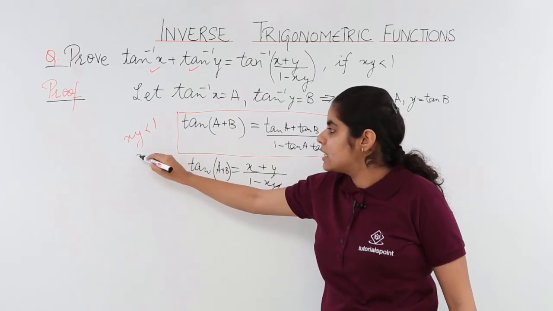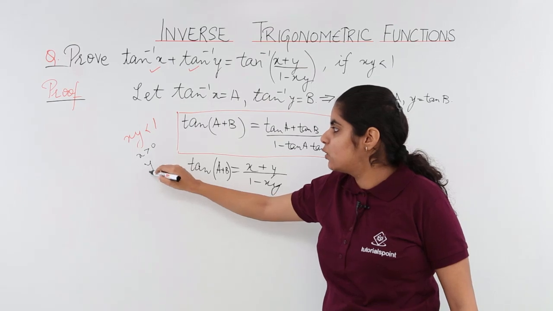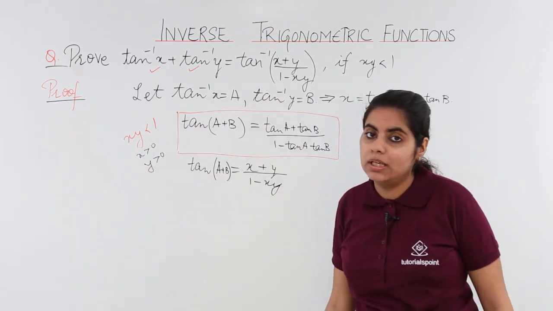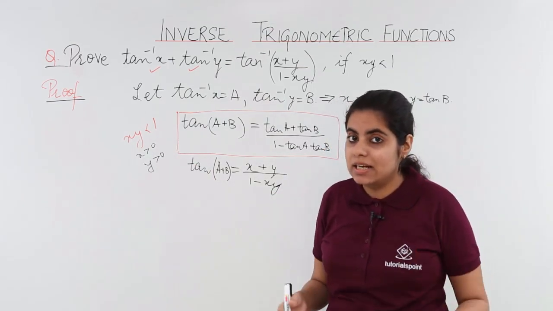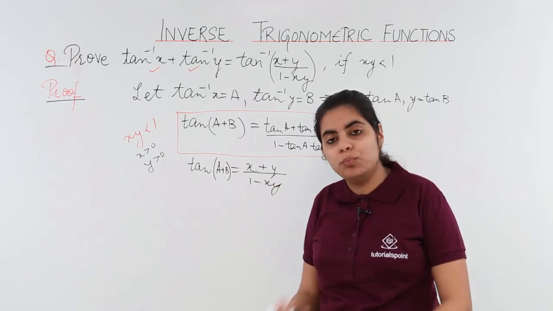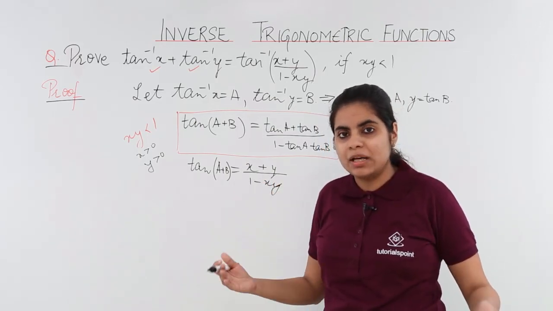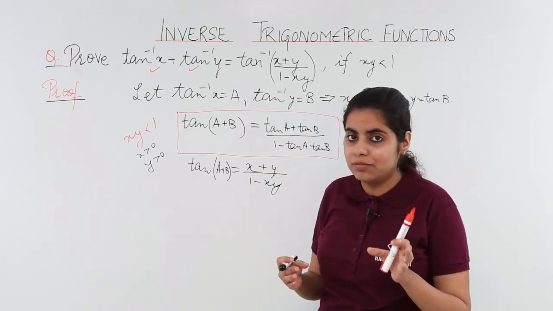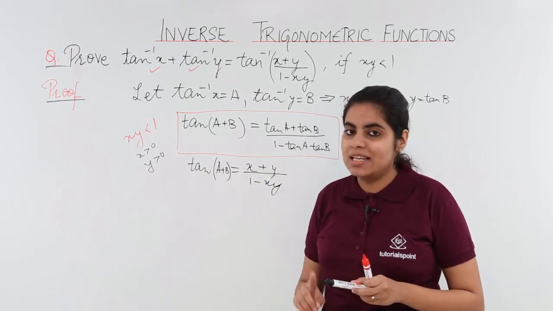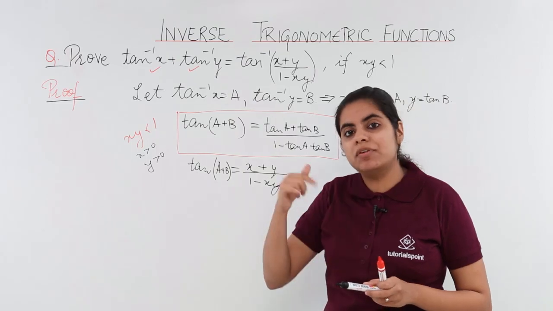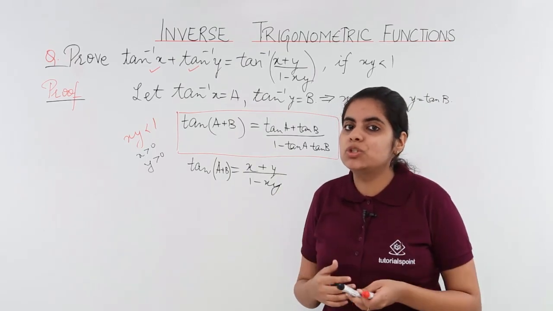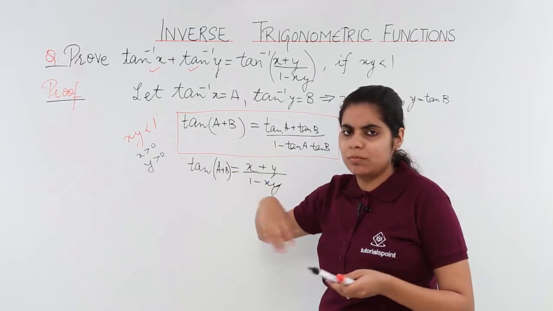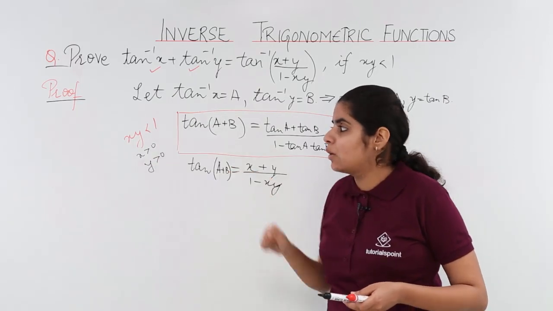In the first case, I can take x greater than 0 and y greater than 0. Case 1: x greater than 0, y greater than 0, both greater than 0. That means neither is negative, but they are less than 1, meaning they are fractional values, and 1 by 2 into 1 by 3 will give me 1 by 6 or something of that sort, which is less than 1.